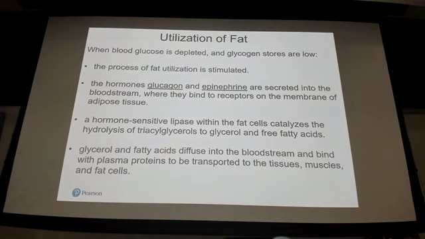So when are lipids used as a source of energy? This occurs when glycogen stores have been depleted from the liver and we've already used all of our blood glucose. So then that's when we transition to using lipids as our primary energy source. This process is initiated by the hormones glucagon and epinephrine. They're secreted into the bloodstream, which triggers the lipase enzymes to break down triacylglycerols into that glycerol backbone and fatty acids to be used as energy sources.